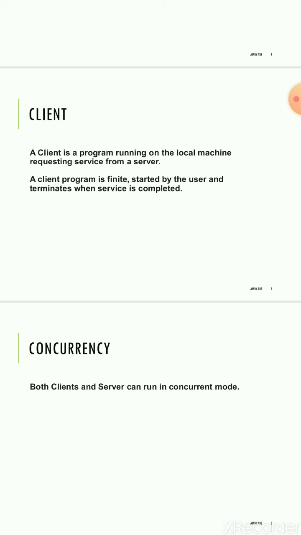So a client program is finite. Because the server is infinite, the client is finite because it is used for a short period of time. Which means it is started by the user and terminates when the service is complete. So when my work is complete, I stop using the internet, and the services provided by the server will stop automatically. The client opens the communication channel using the IP address of the remote host and the well-known port number of the specific server program running on that machine.